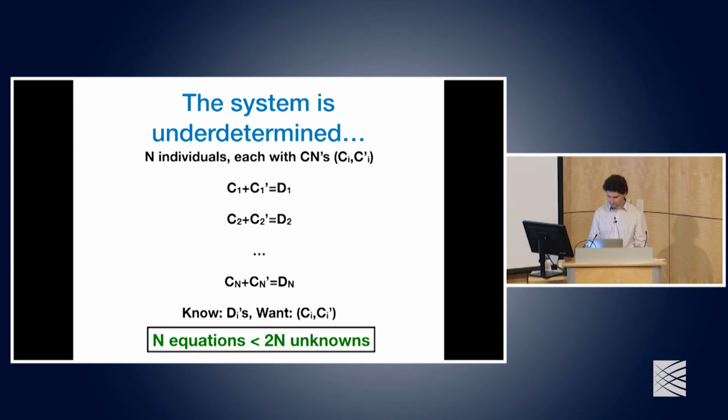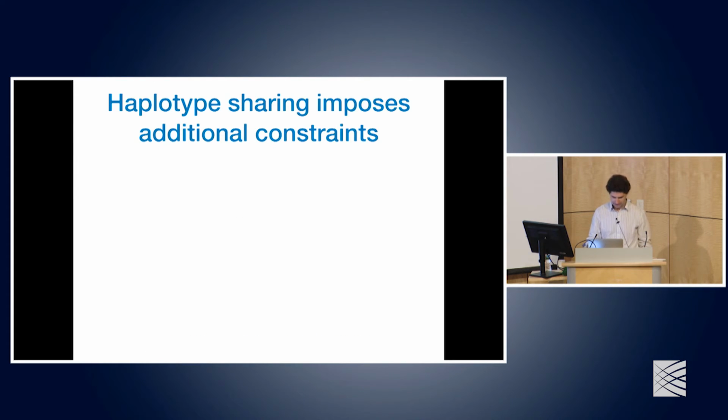So what we're going to do is use structure in the population to turn the underdetermined system into a determined one. Specifically, we're going to look for haplotype sharing between individuals to impose additional constraints on this underdetermined system.